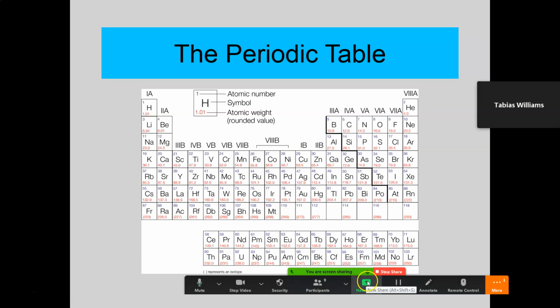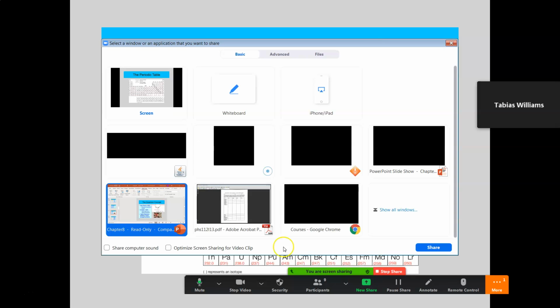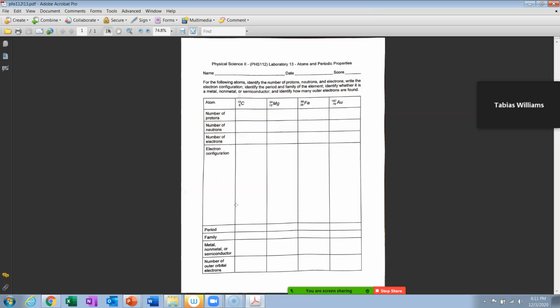But this next one, gold. It's going to be worth it, but it's going to take some work, isn't it? How many electrons? 79. Oh man, this is going to be hard to keep up with, but let's see if we can do it. Okay?